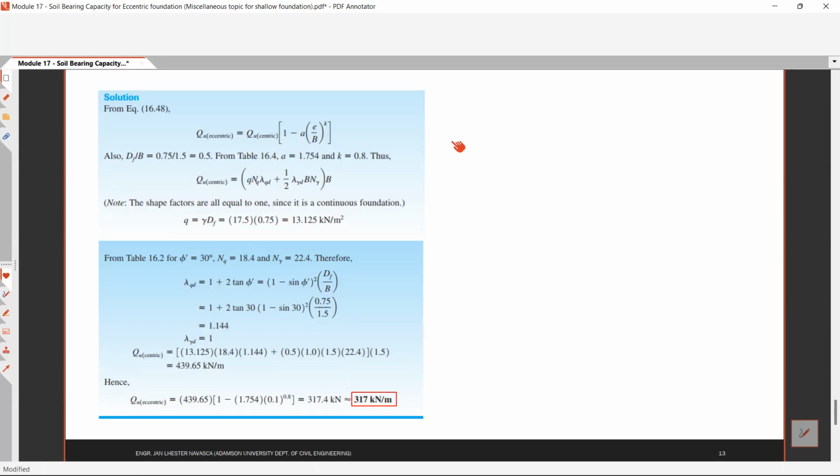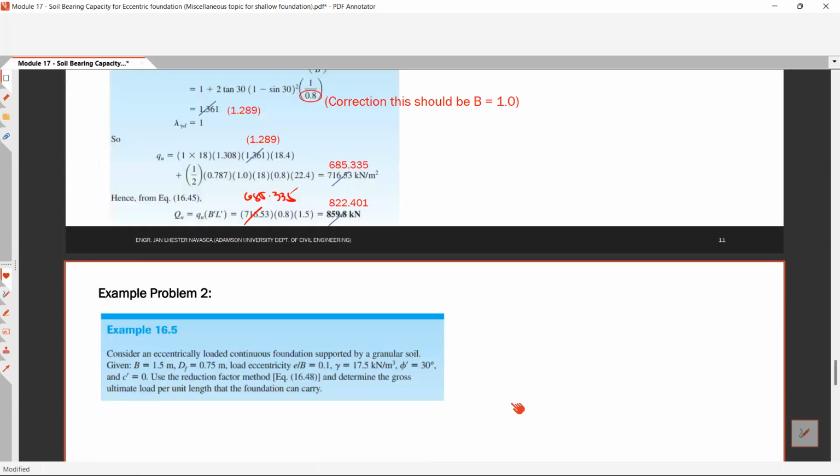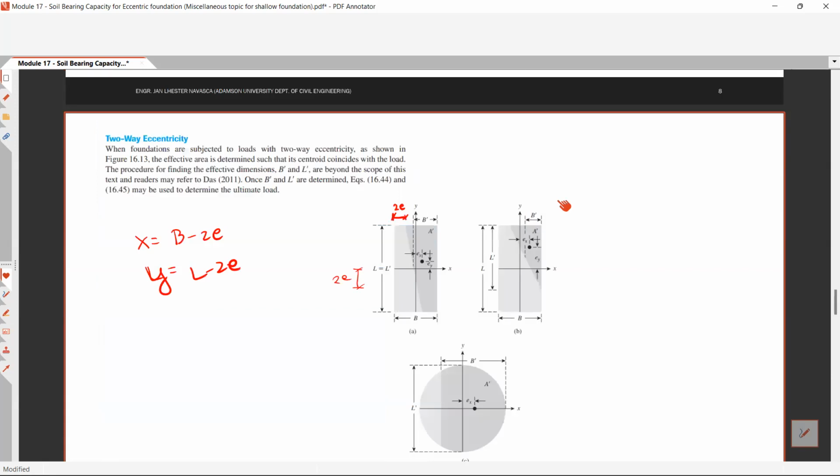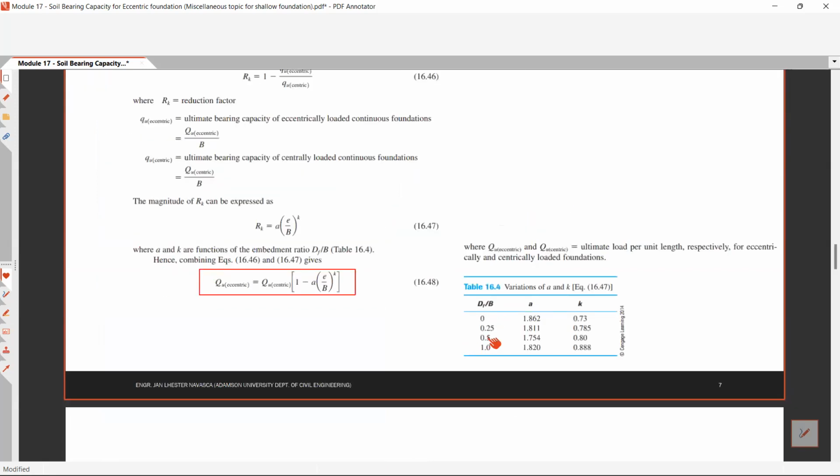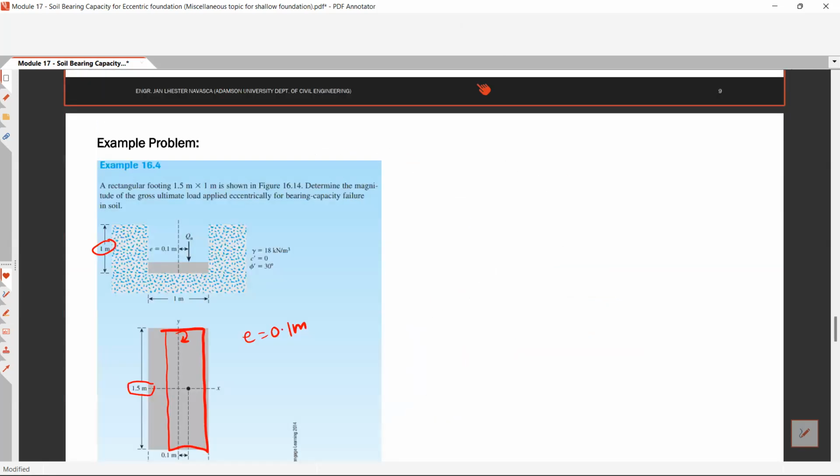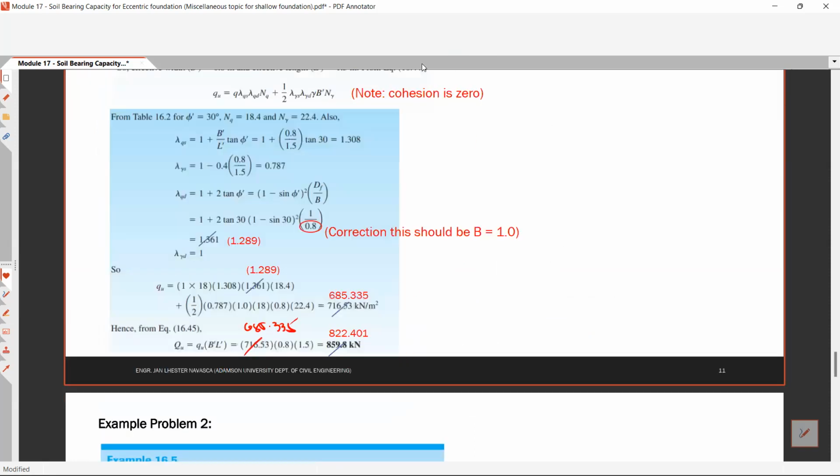And if we go back, yung DF over B, which is 0.5, okay, the factor is 1.754 and 0.8. Sir, question, what if your DF over B is wala dito sa value na to? You can use linear interpolation. Okay. So ito yung value mo, 1.754 and 0.8 for your alpha and K.